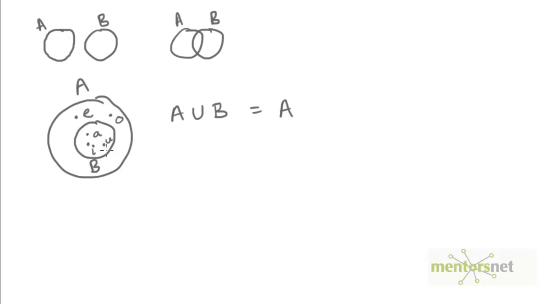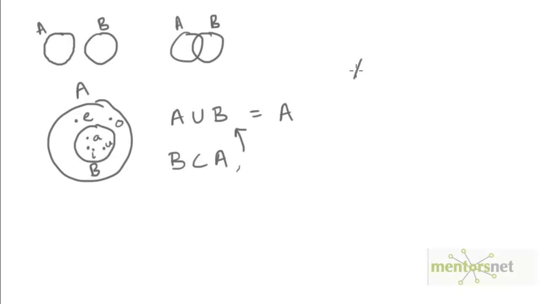So when the set B is a subset of A, then their union, the union of A and B, will be the set A itself. Because by taking the union, we don't add any extra elements, since every element of B was already present in A. So the union of A and B will just be the elements that are in A.